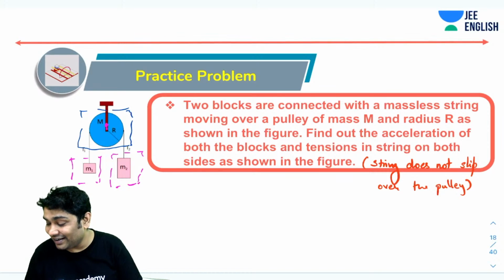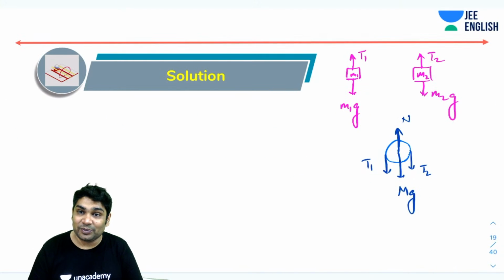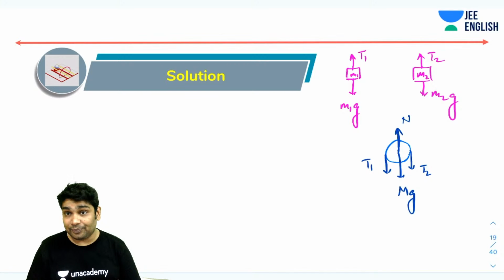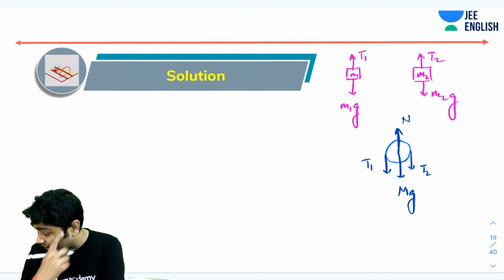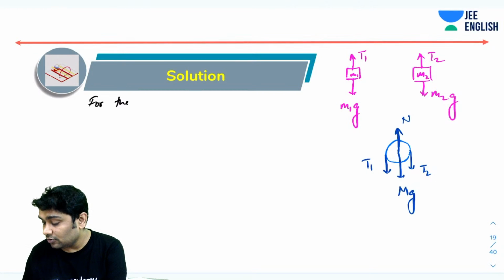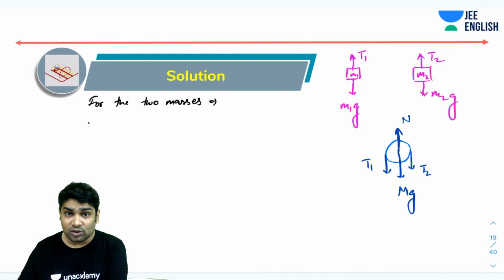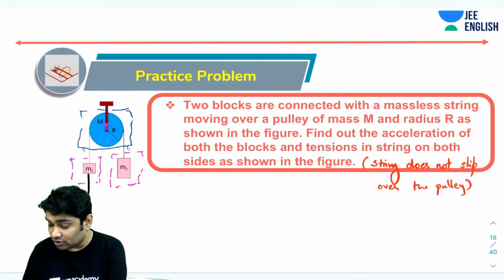So if I assume that the clamp is pushing it upwards with some N, this is the FBD of the pulley. Right now, the pulley is going to be in a translatory equilibrium. So what I can write for the two masses: let's assume that M1 is going down and M2 is going up, with M1 going down with some A and this guy going up with some A.